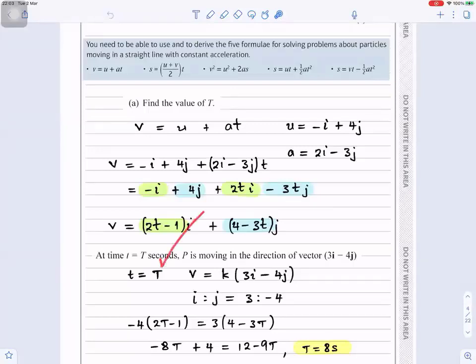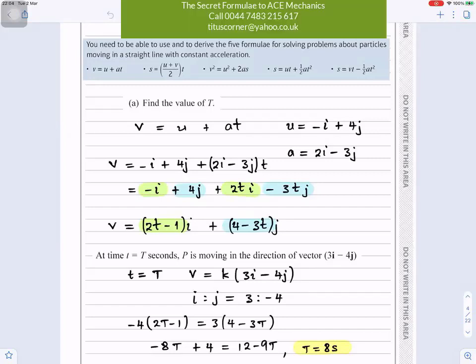So at time t equal to 6 seconds, P is moving in a direction of 3i minus 4j. So v equals some constant times 3i minus 4j. So the ratio of i to j, or 3 to minus 4, gives minus 4 times bracket 2t minus 1 equals 3 times bracket 4 minus 3t. And we solve it for t. Minus 9t comes to this side. Minus 8t plus 9t will give you t, and 4 goes to the other side. 12 minus 4 gives you 8. So t is equal to 8 seconds.